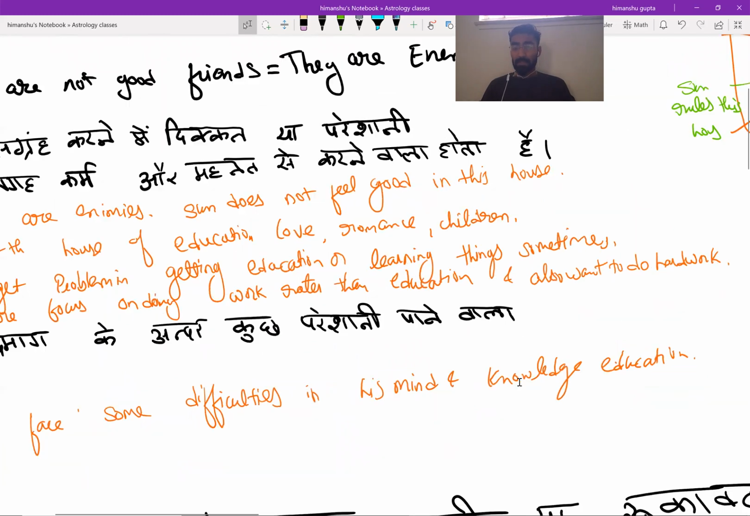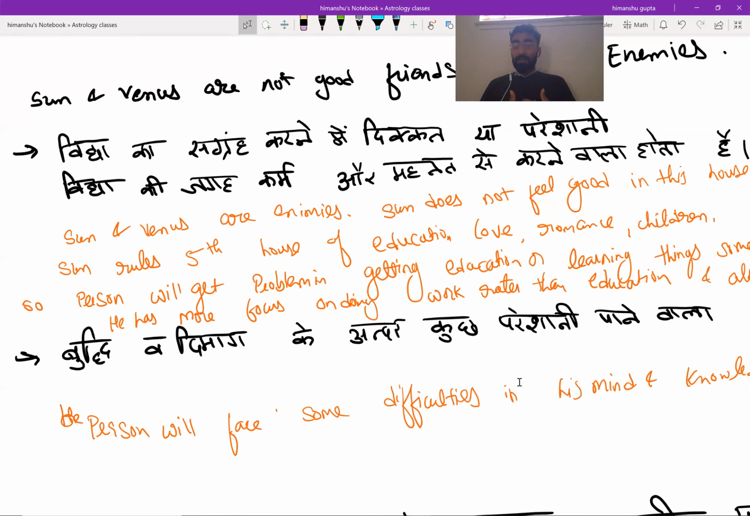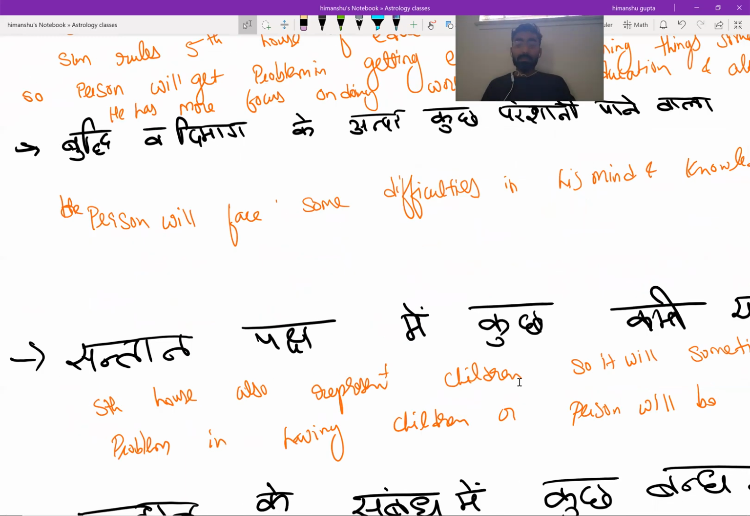The second point given in the Samhita is the person will face some kind of difficulty in his mind and knowledge or education. The difficulty in the mind is related to children or education, because the fifth house is education. The second house is also the primary education. He might not be able to focus in primary education or college level education, so that might be a problem.